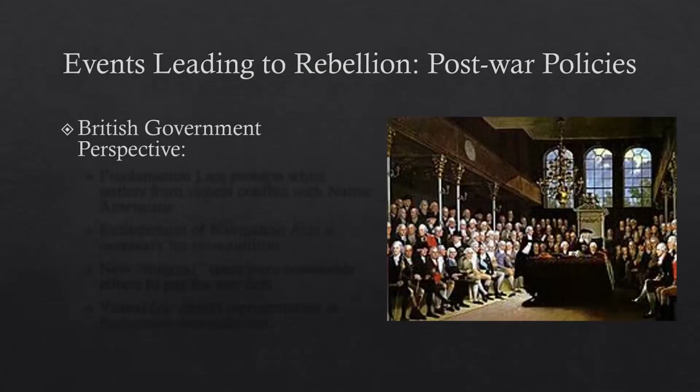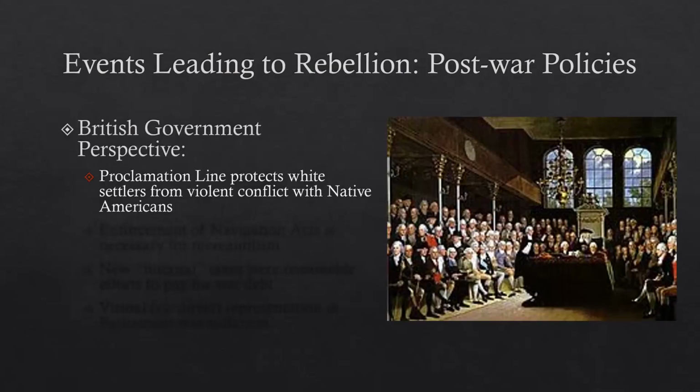As far as the British government is concerned, this proclamation line that restricted settlement was there to protect white North Americans, white settlers, from the violent conflict with Native Americans. So, as far as the British government is concerned, this proclamation line is necessary to help keep peace and order in these disputed territories.